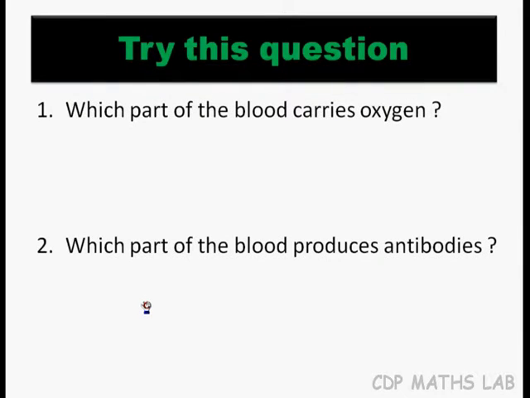Now, of course, we can't go without it. Try these questions. Number one, which part of the blood carries oxygen? I know you know the answer. Which part of the blood produces antibodies? If you want to know if your answers are correct, you may call 382-4929 and ask for Mr. Bernard, the presenter of this lesson.